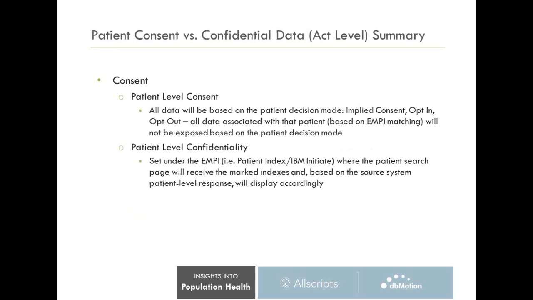Patient-level consent, all data will be based on the patient's decision mode, implied consent, opt-in or opt-out. All data associated with that patient will not be exposed based on the patient decision mode. The patient-level confidentiality is that the set under the EMPI where the patient search page will receive the marked indexes, and based on the source system, patient-level response will display accordingly. I know we've said several things in the different ways to help everybody to understand the differences between patient-level consent, patient-level confidentiality, opt-in, and opt-out.